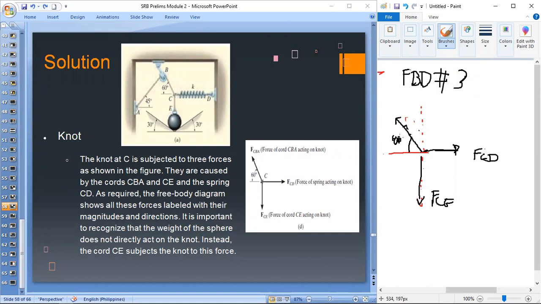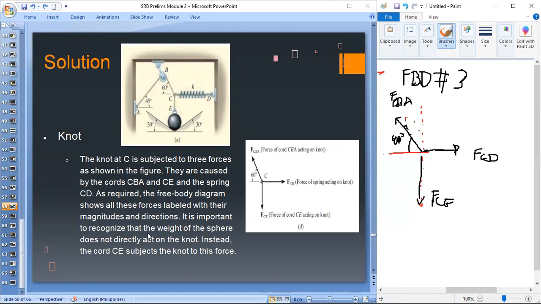So, di ba? Ngayon natin, kumbaga, mas naiintindihan natin siya kung ano yung nangyari. So, force CBA kasi, tumabi kang puli from your tension dito. So, force CBA. CBA pala. Okay? Force CBA.